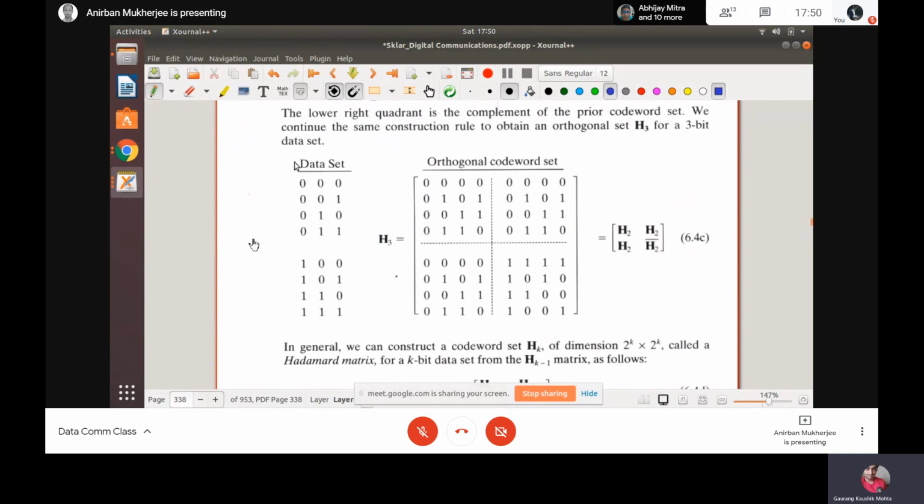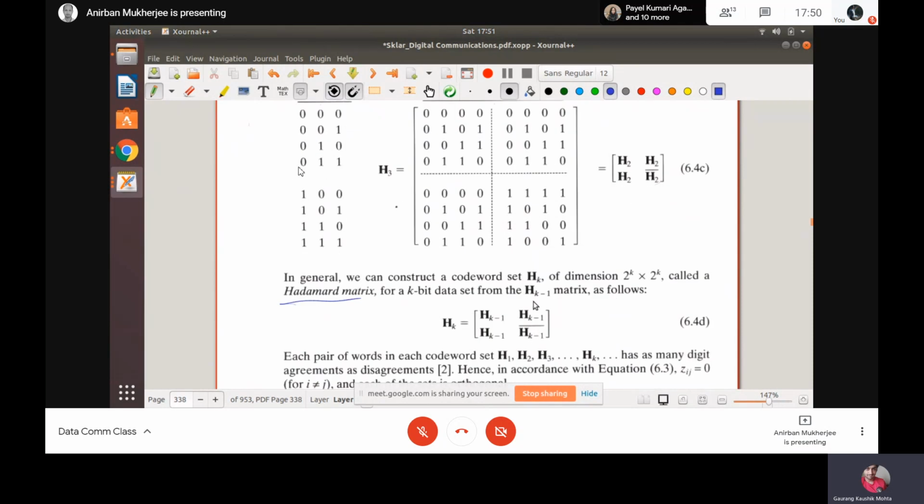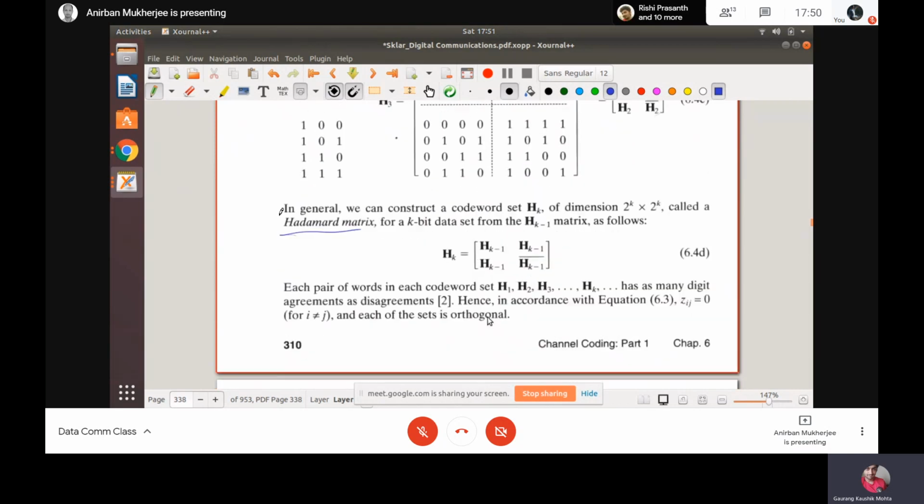Similarly, for a 3-bit data set, H3 equals H2, H2, H2 and H2 complement. So the matrix Hk has dimension 2 to the power k. This is called a Hadamard matrix. For a k-bit data set, Hk is H(k-1), H(k-1), H(k-1) and H-bar(k-1).